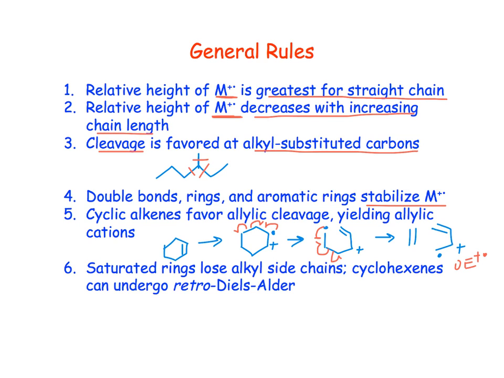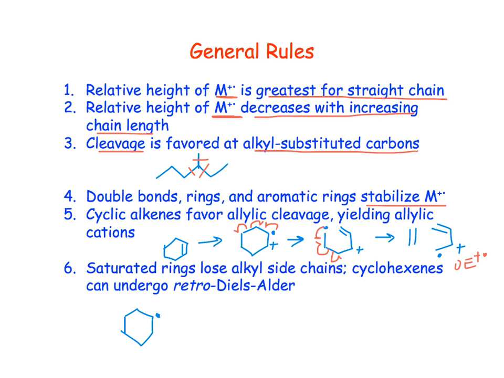Another way, saturated rings lose alkyl side chains. So if it's a methyl cyclohexane or something, it'll lose the methyl group, right? Because that follows what we did up on number 3. And the other kind of cleavage here for that cyclohexene is that it can do a retro Diels-Alder.